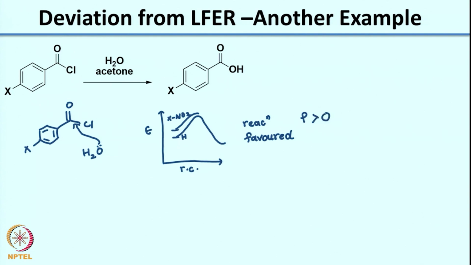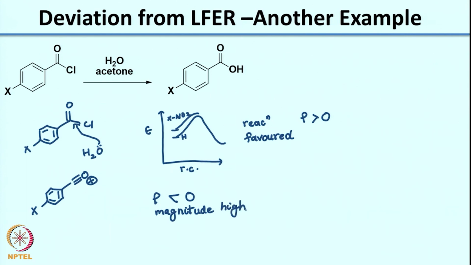In the case of an electron releasing group, you have an intermediate which looks like this. Now, here if you have electron releasing groups, this will highly stabilize this intermediate, and which is why you see that the value of rho is less than 0. And the magnitude is also very high because you have direct conjugation with the aromatic ring.